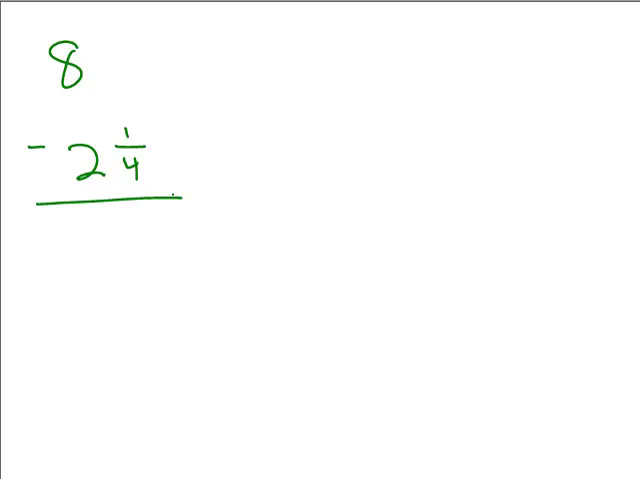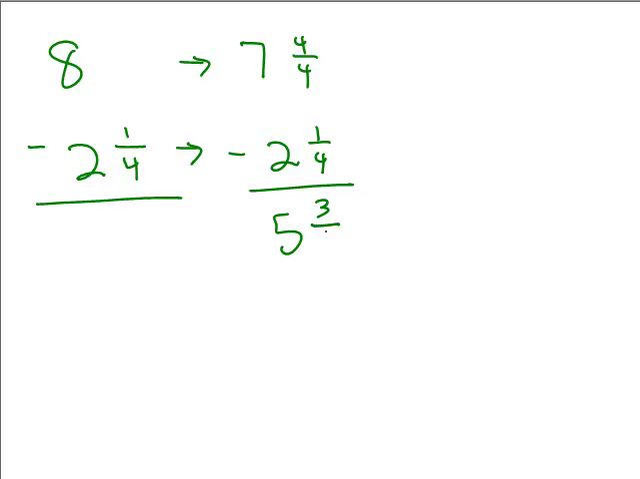All right, if we want to do it with the borrowing technique, we can say that's the same as 7, and we want to change it to fourths, right? 4/4 minus 2 and 1/4, which is 5 and 3/4. You could also do this by changing both to improper fractions.